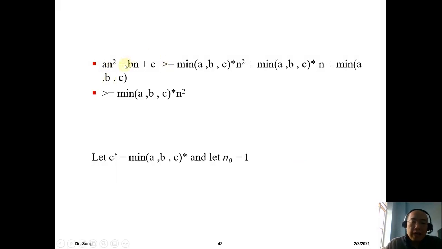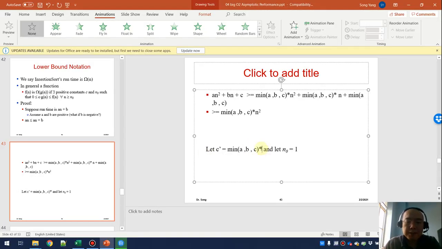So for a n squared plus b n plus c, now I'm trying to do something smaller, so I'm trying to find the smallest value between a, b, and c, and then multiply by n squared, multiply by n, and just plus it again. Okay, and then after that, I drop the lower degree polynomials, so I only keep this one, so it's even smaller.